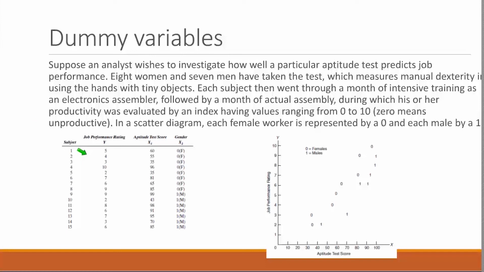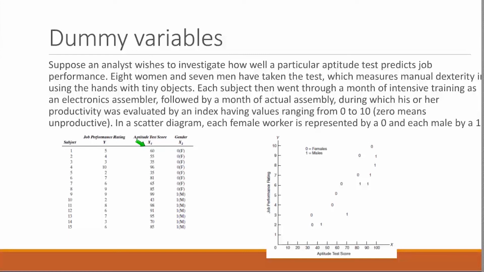And the performance rating is measured by values from 0 to 10. We have 2 X variables. One X variable is the aptitude test score, in particular because we want to investigate how well this test can predict job performance.